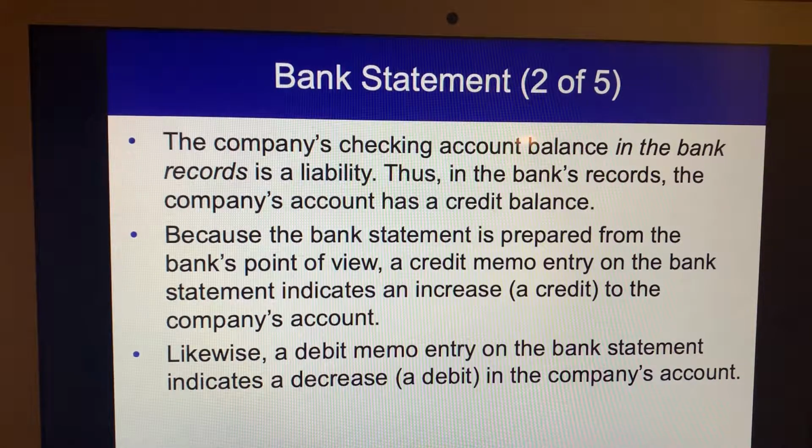The company's checking account balance in the bank's records is a liability. Thus, in the bank's records, the company's account has a credit balance. Because the bank statement is prepared from the bank's point of view, a credit memo entry on the bank statement indicates an increase, a credit, to the company's account. Likewise, a debit memo entry on the bank statement indicates a decrease, a debit, in the company's account.